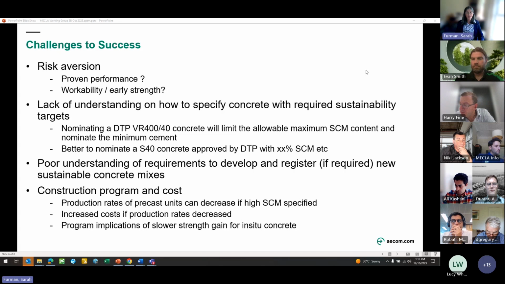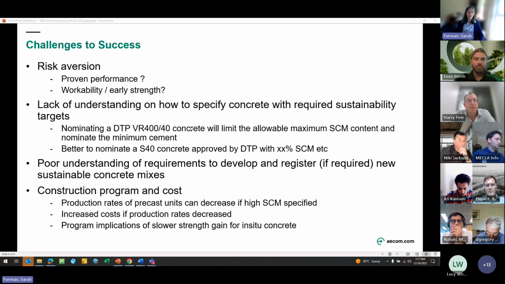Is it going to have the early strength required to strip the formwork? They will push back. So there's also a lack of understanding on how to specify concrete that is in excess of the various standards and various road authority specifications. For instance, if you nominate a DTP or VicRoads VR 440 concrete, that will seriously limit the maximum allowable SCMs. So that's not adequate for the projects we're currently doing.